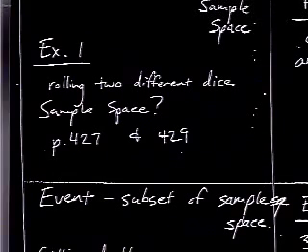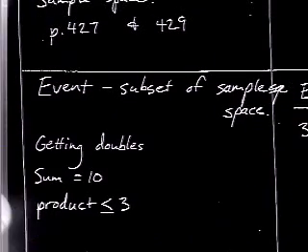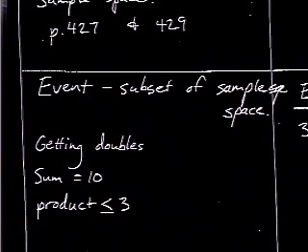Well, an event, which I've used that term a few minutes ago, is a subset of the sample space. It could be the entire sample space, and we'll talk about that case in a little bit. But most of the time, it's just a smaller group. So we could talk about getting doubles, or we could talk about rolling the sum of 10, or rolling the product of less than or equal to 3, or flipping a coin and getting heads twice in a row. Something to that effect. Some smaller group of the entire sample space.